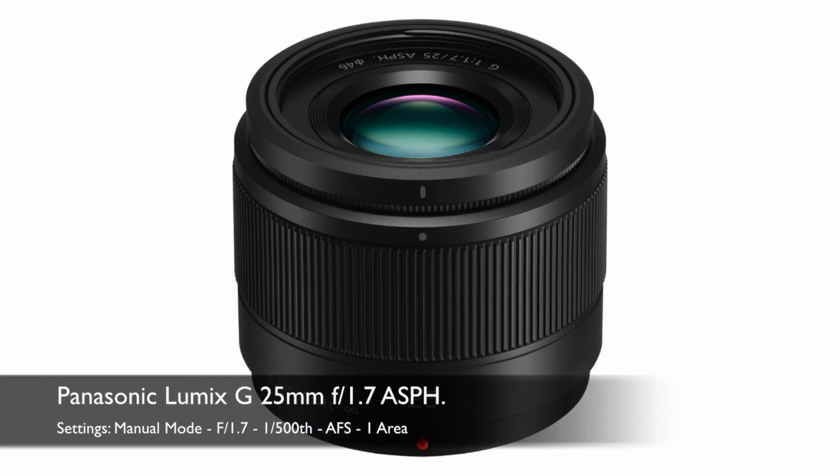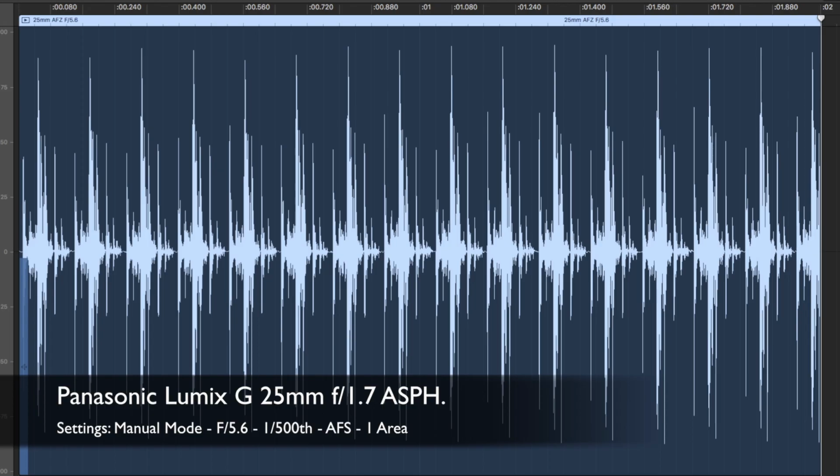Now I'll run this test again with only one change, and that's going from f1.7 to f5.6. Wow, well, that certainly sounded a lot slower. And if you look at the waveform, you'll see that there is 16 peaks across our 2-second window. So that's 16 frames in 2 seconds, or 8 frames per second. Telling the camera to stop the aperture down to f5.6 means it will take 33% more time between each frame.